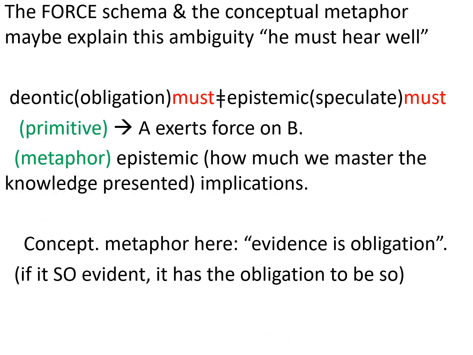And here you have another example of how this cognitive process can help us understand these metaphorical uses of words, like the deontic versus the epistemic must. He must be there. What does it mean? He has the obligation to be there, or I think he's there. There is a high probability that he's there. Well, we believe that the epistemic one, the speculative one, the one that expresses hypothesis, actually came from the idea of must as obligation, because we argue that obligation is a more primitive concept than hypothesis.